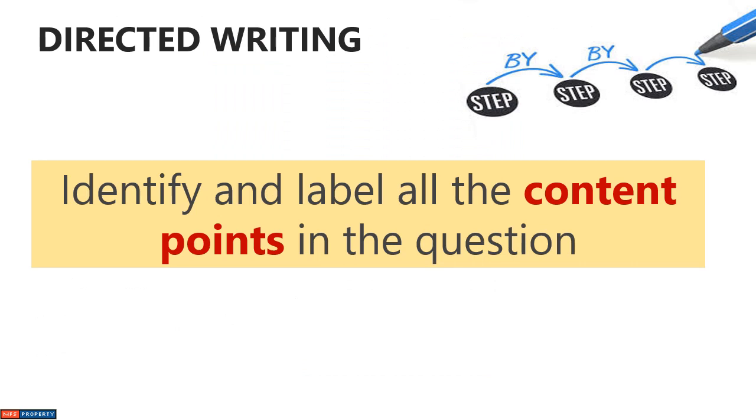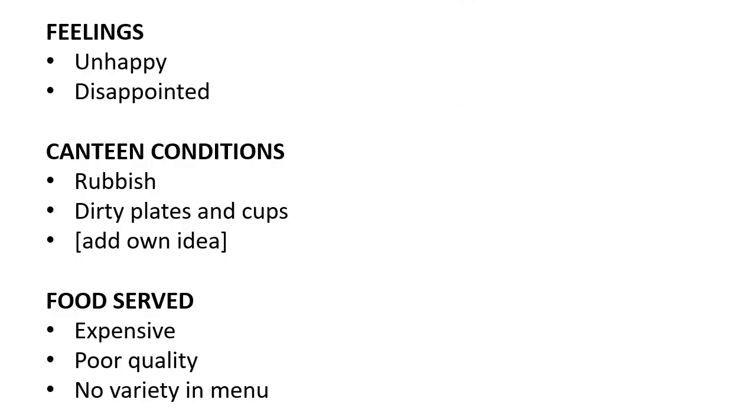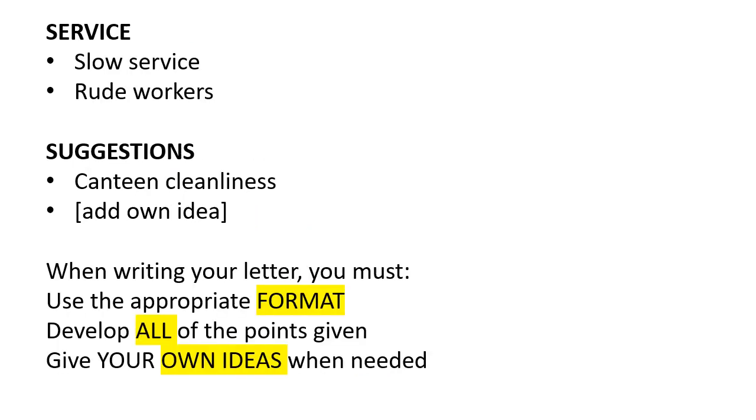Next, directed writing. Identify and label all the content points. Example like this one. Feeling. You have canteen condition, you have food served. These are all the points. So how do you do it? Like this. When you answer your essay, make sure you label. If you don't have a highlighter, write it using a pen or a different color. No problem, as long as you notify, you write down C1, C2 until the next one. Like this one, until C12.